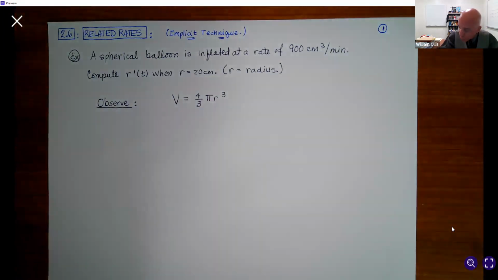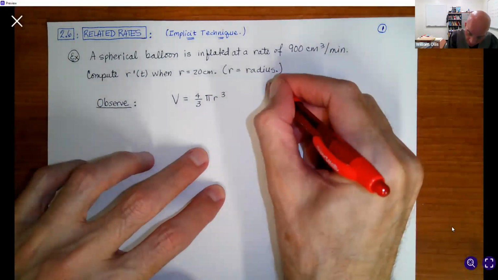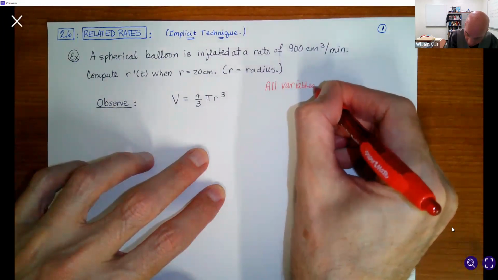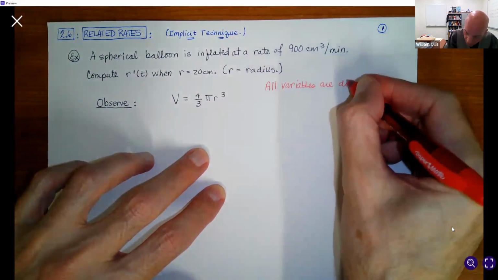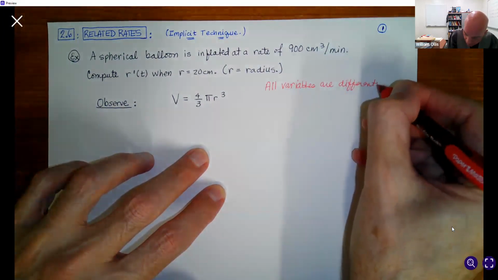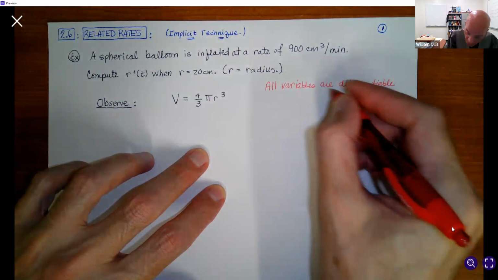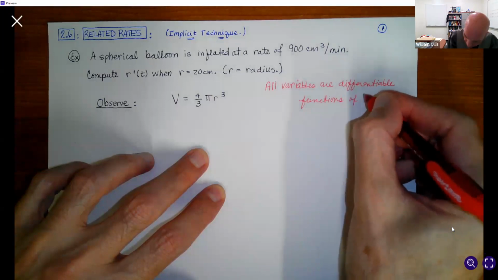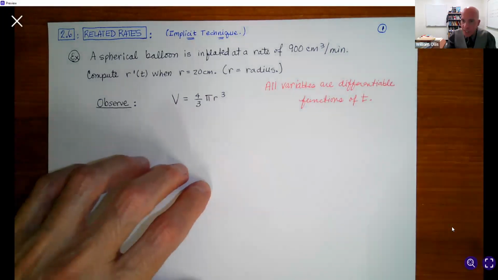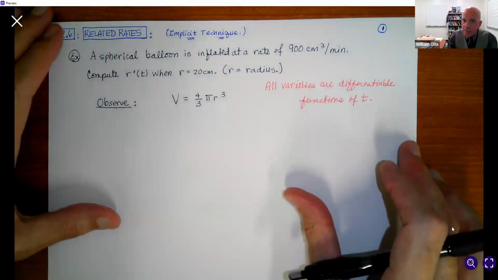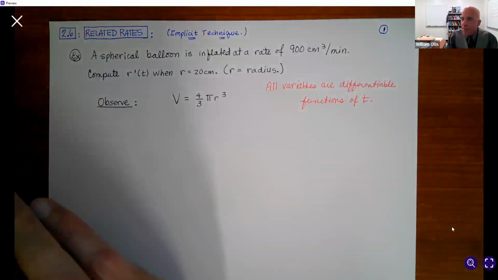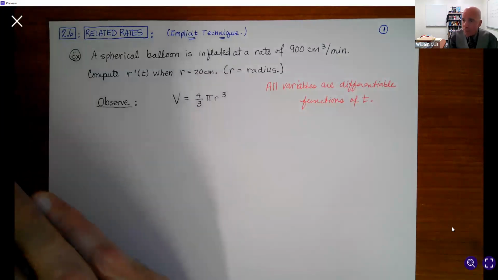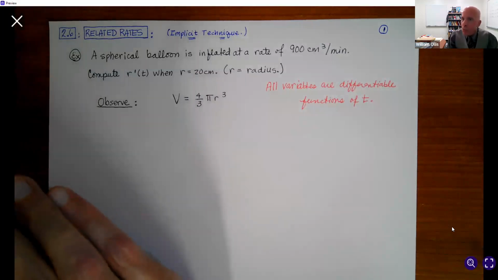Now, again, just to re-emphasize what I said before, all variables are differentiable functions of t. So we have to pay attention to the differentiation process, and then once we differentiate, we have then related the rates. And that's why we actually phrase these problems related rates. How are the rates related?